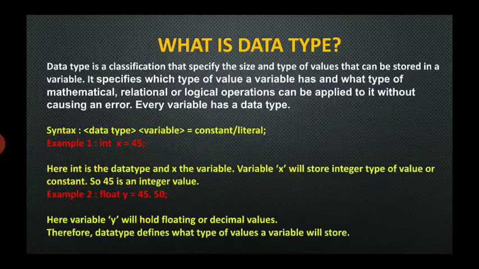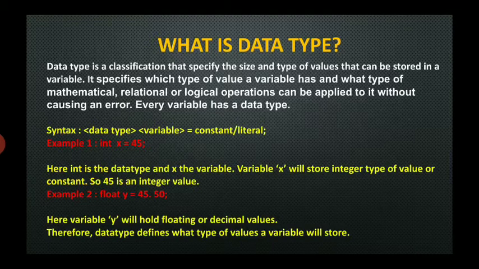Data type is a classification that specifies the size and type of values that can be stored in a variable. It specifies which type of value a variable has and what type of mathematical, relational, or logical operations can be applied to it without causing an error. Every variable has a data type. So students, data type is an attribute of a variable. It tells or defines what type of values a variable will store.